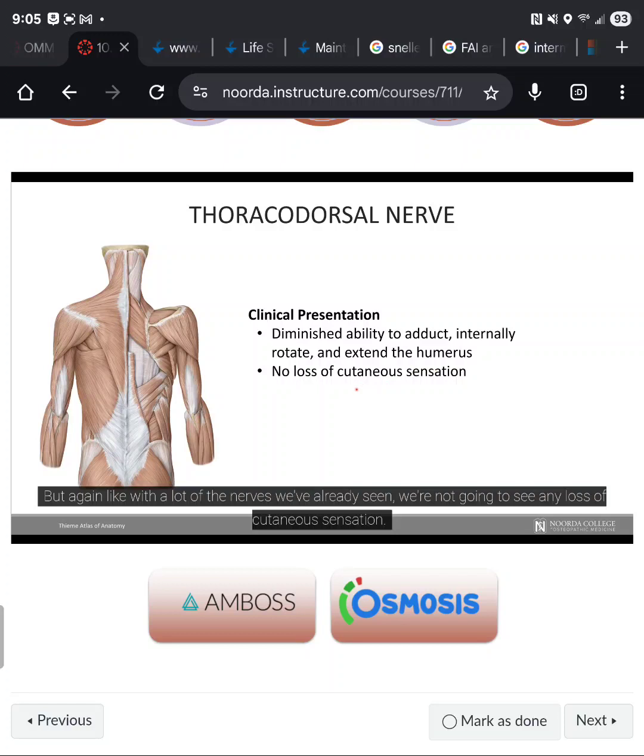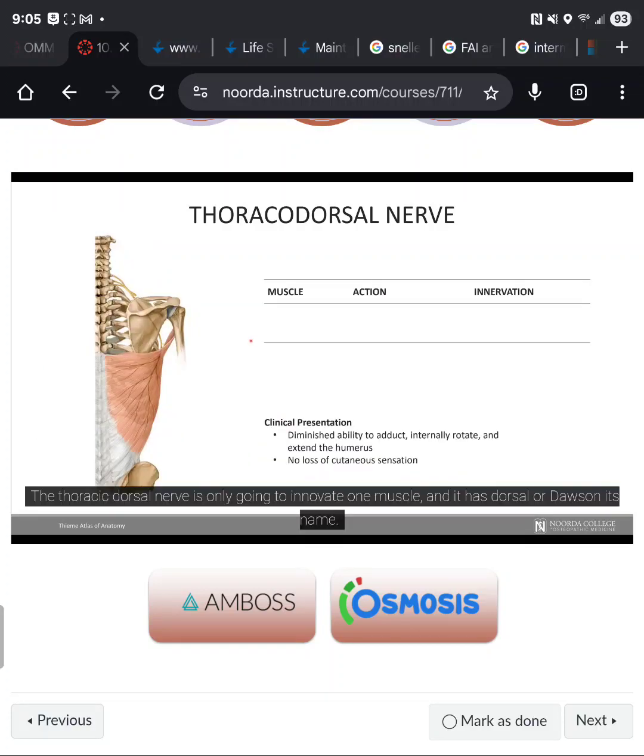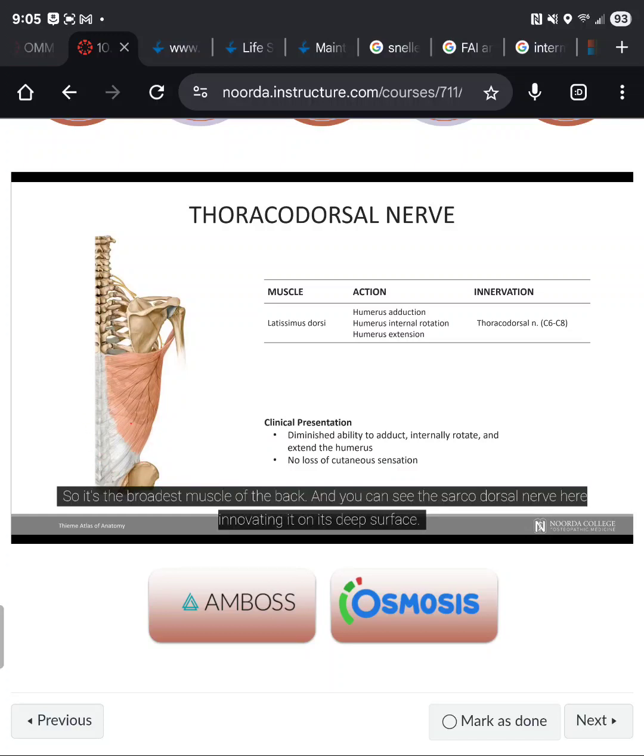But again, like with a lot of the nerves we've already seen, we're not going to see any loss of cutaneous sensation. The thoracodorsal nerve is only going to innervate one muscle, and it has dorsal or dorsi in its name, and that is the latissimus dorsi muscle. So we can see that muscle here. Latissimus just means the broadest, dorsi means back, so it's the broadest muscle of the back. And you can see the thoracodorsal nerve here innervating it on its deep surface.